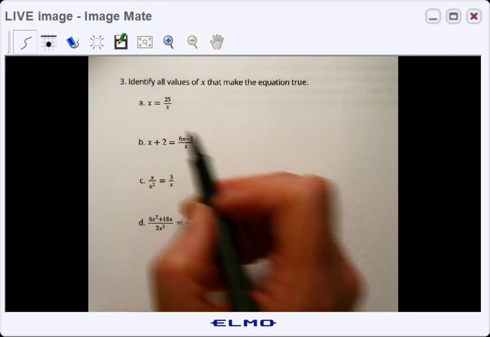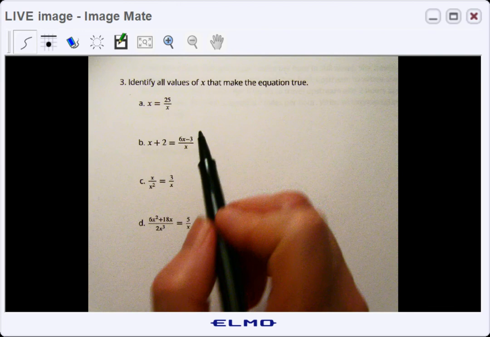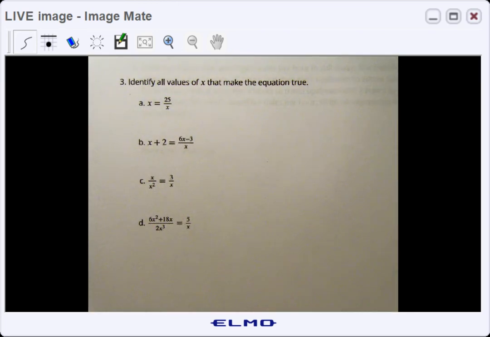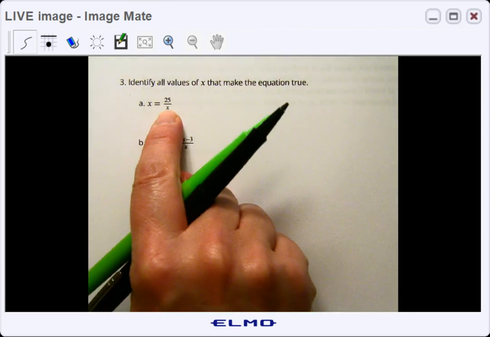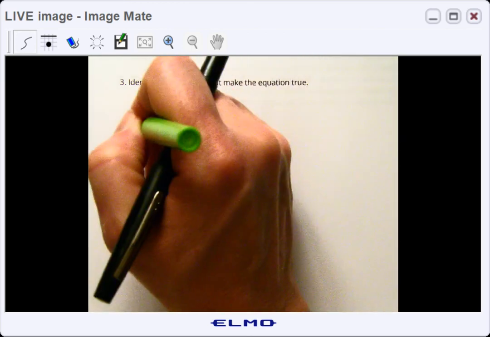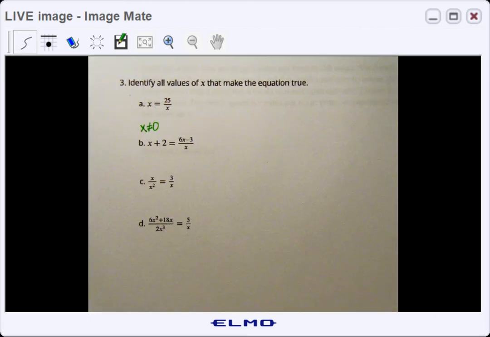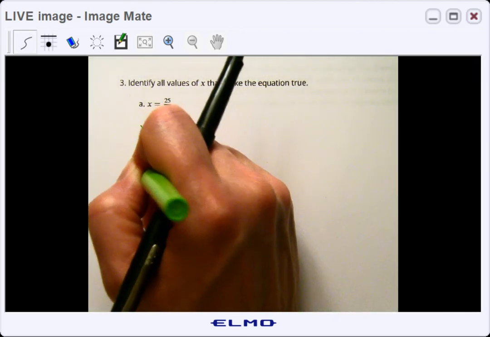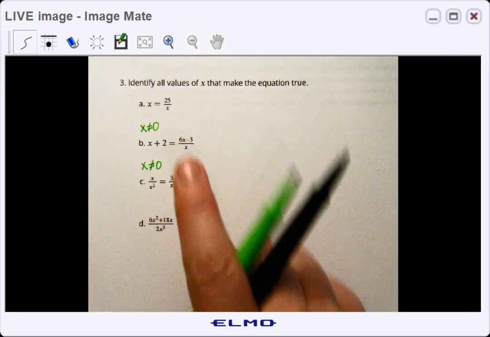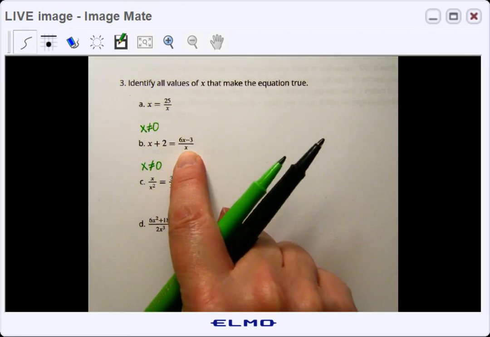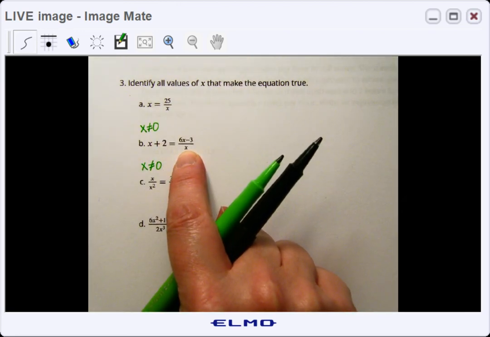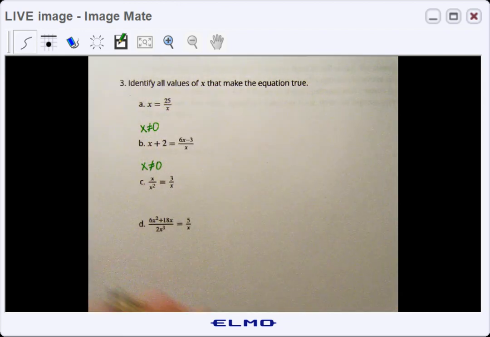So the first thing we're going to do here again is we're going to identify the restrictions on x. So here's an x in the denominator. If it were simply equal to 0, we would have a problem. So that's our restriction on A. It's the same as the restriction on B because the only denominator is right here. The only fraction is right here. And same with here. Okay?